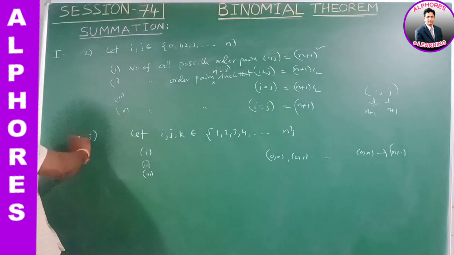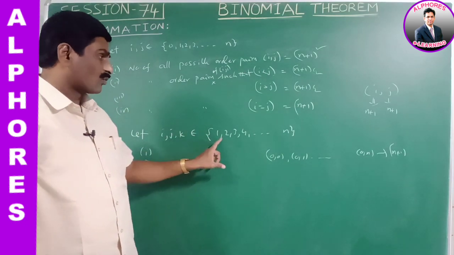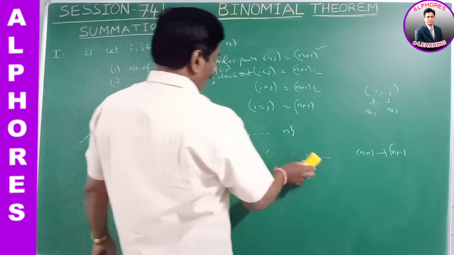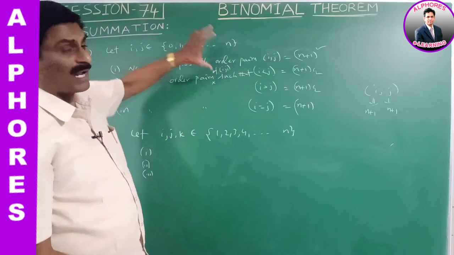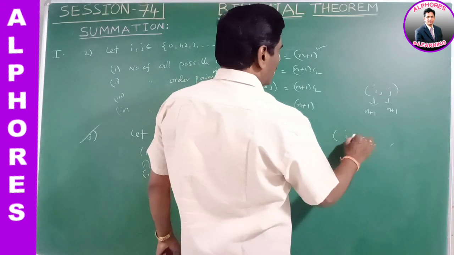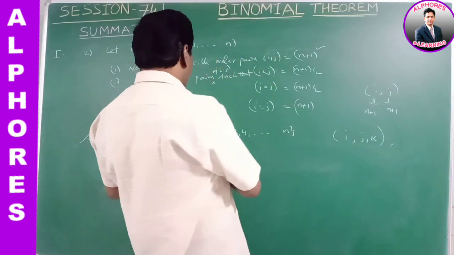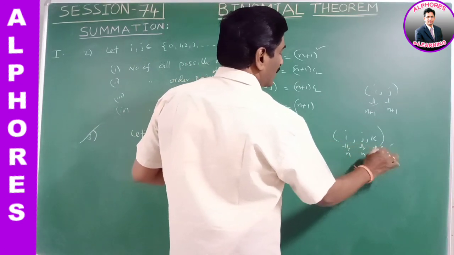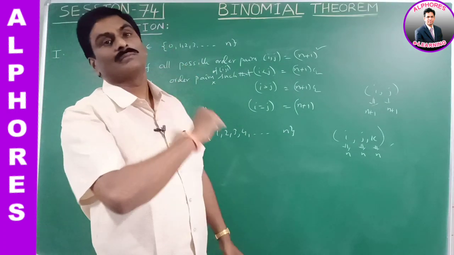Second one. Similarly, third one also. Please write this value. Let i, j, k belong to 1, 2, 3, so on n. In the previous case we found the number of ordered pairs. In this case, ordered triplets. Suppose (i, j, k) is the ordered triplet. How many ordered triplets are possible? i having how many chances? n chances. j having how many chances? n. k having n chances. By using the fundamental principle, n into n into n. That means n cubed are possible.